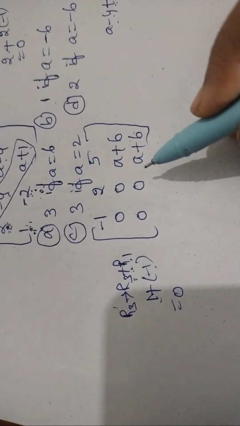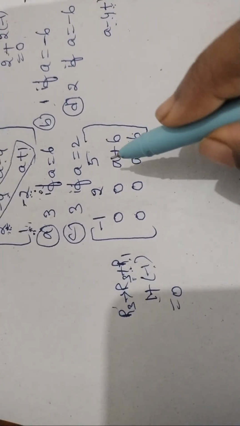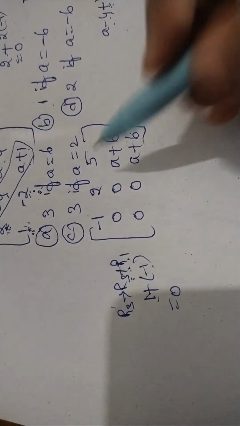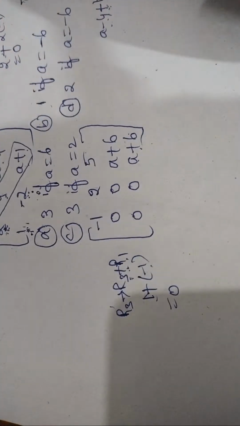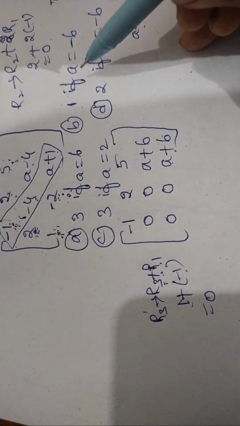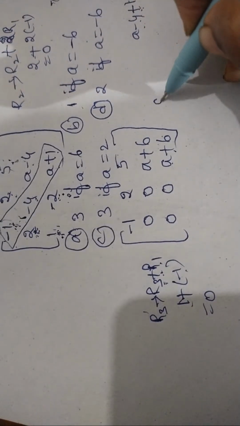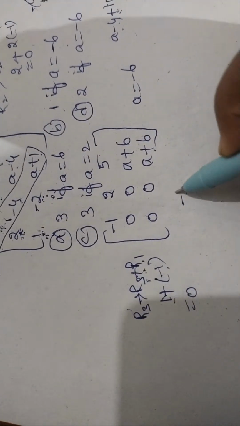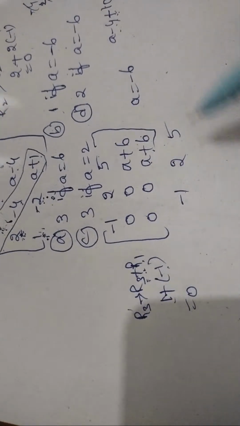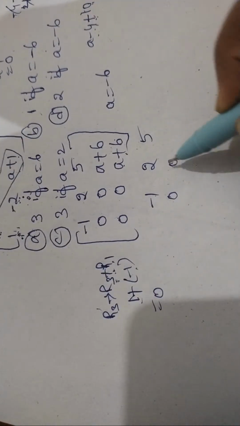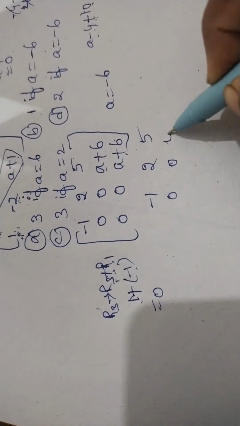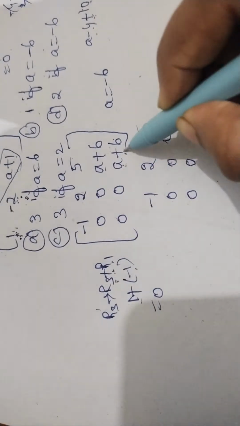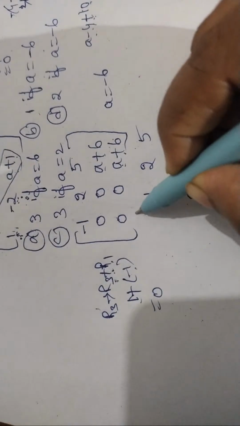Now check the options. This is the final stage. Later we can't make it 0. Why? Because I got a plus 6. Suppose a is equal to -6, then what do I get? -1, 2, 5, 0, 0, -6 plus 6, 0, 0, 0, and this also, -6 plus 6, 0.